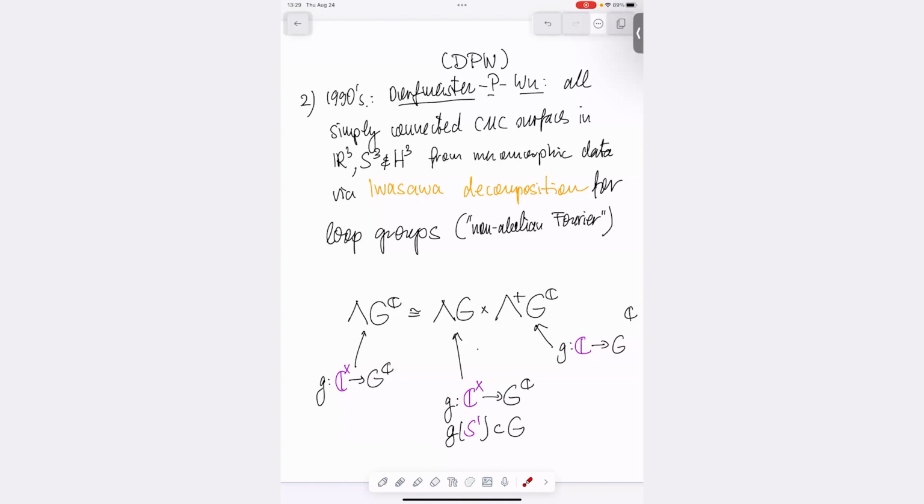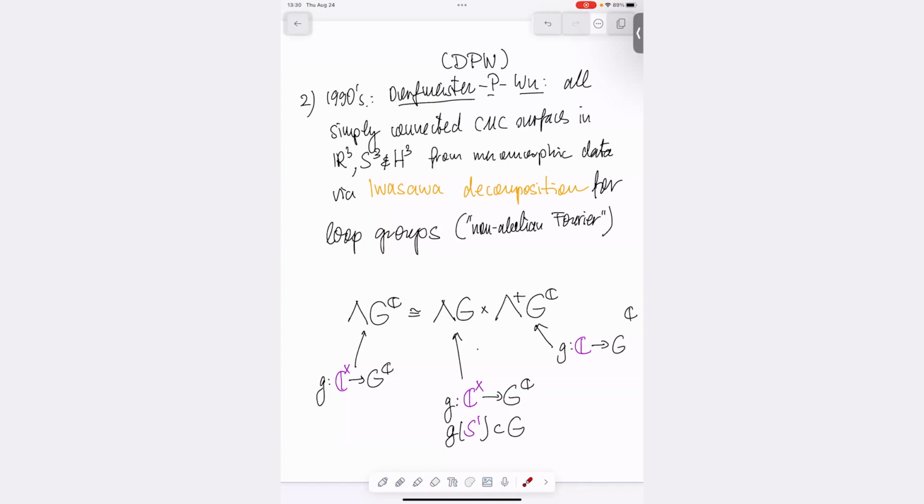So this constructs all surfaces, at least on the simply connected cover, from meromorphic data. This is the idea that everything is a del bar or holomorphic or meromorphic Cauchy-Riemann solution. And what you use is the Iwasawa decomposition of the loop group. Those who know loop groups probably know the Iwasawa decomposition of regular compact Lie groups, but there is also an Iwasawa decomposition on loop groups.